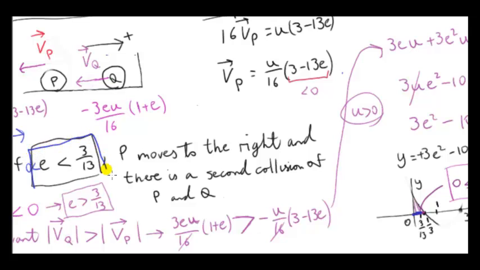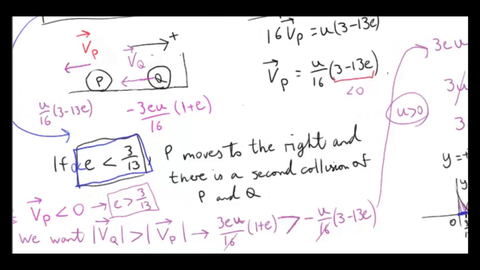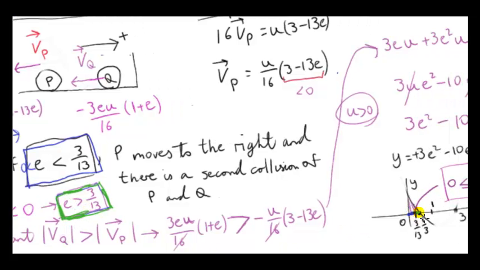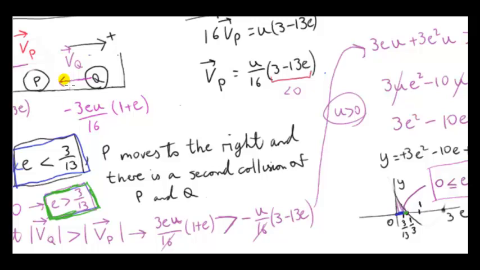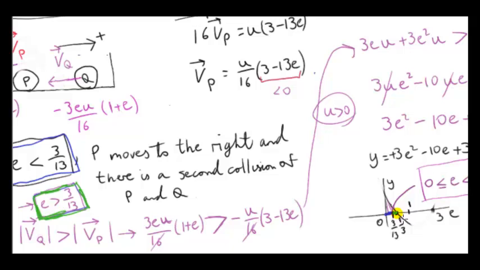Now what about the second case? Well, the second case, remember, is where p moves to the left. When Vp is less than 0, we found that e has to be greater than 3/13. I'll show this in green. So in the second case, e is greater than 3/13. Well, that's this region in here. That's just a condition for p to move to the left. But for q to catch up with it, e has to be less than a third. It has to be between 3/13 and 1/3.